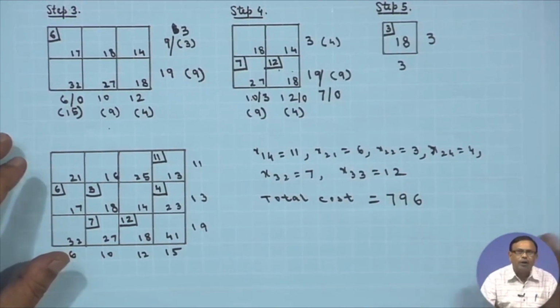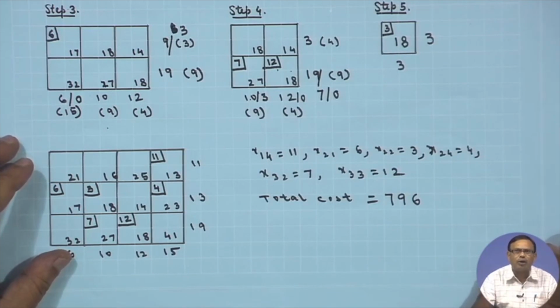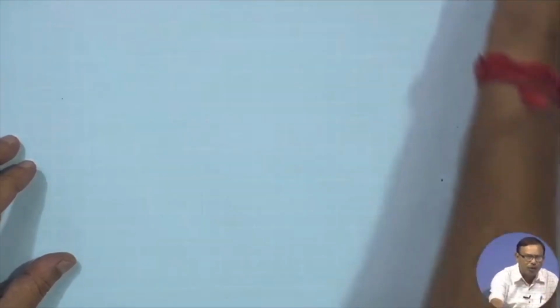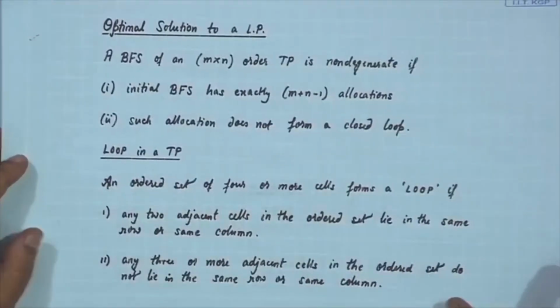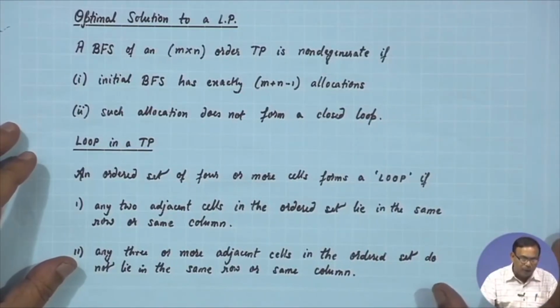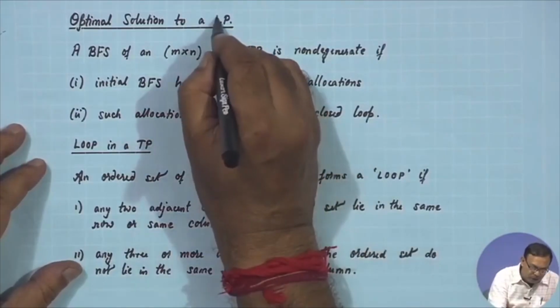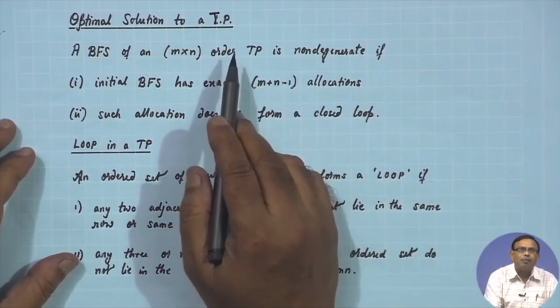So, like this way, using either the northwest corner rule or row minimum rule or column minimum rule or row and column minimum rule or this Vogel approximation method, you can find out the initial basic feasible solution of the problem. And once you are obtaining the initial basic feasible solution, then I have to check whether it is the optimal solution or not for the corresponding TP, transportation problem.